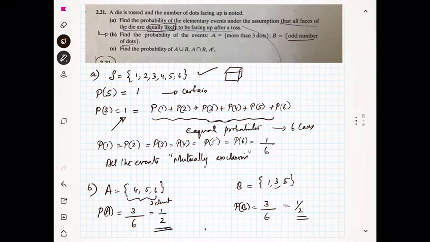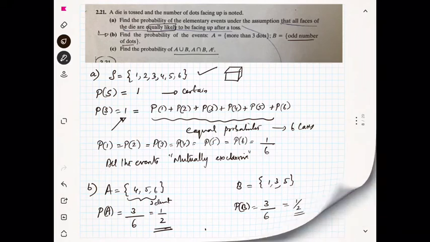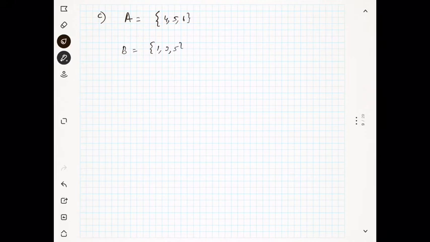Now find the probability of A union B. We'll find the probability of A union B, A intersection B and A complement. We will see what it is. And this is part C, and you have the set A, greater than 3, means 4, 5, 6. And B is the set with odd numbers 1, 3 and 5. And your sample space, I will write it 1, 2, 3, 4, 5, 6. Okay, this is my sample space.